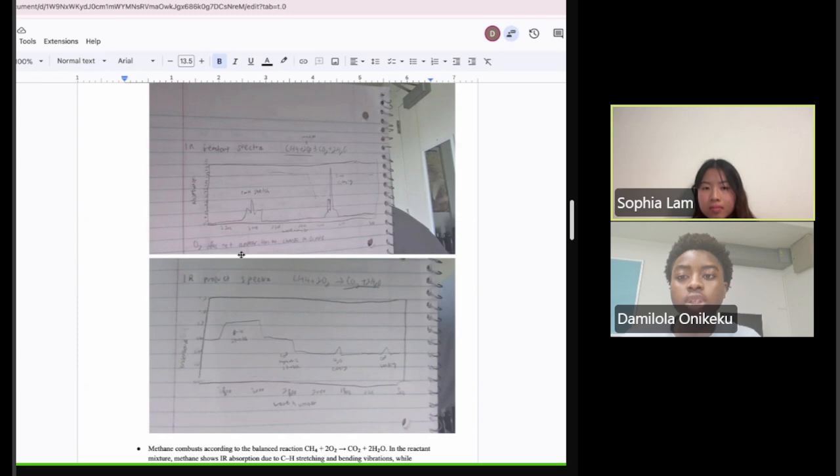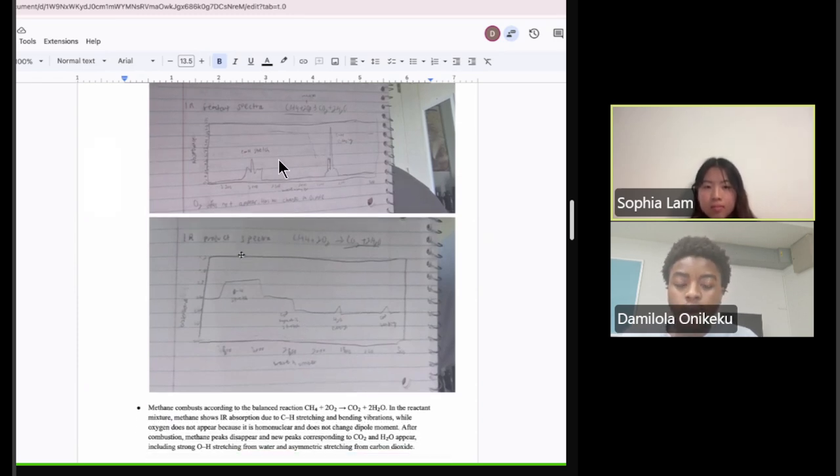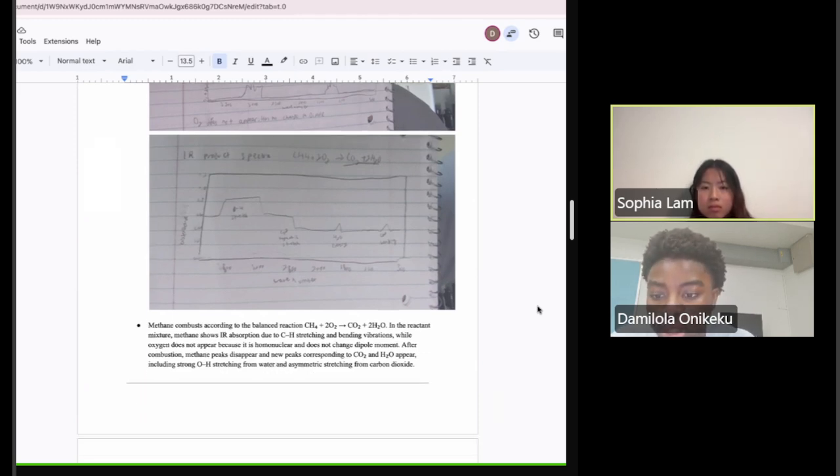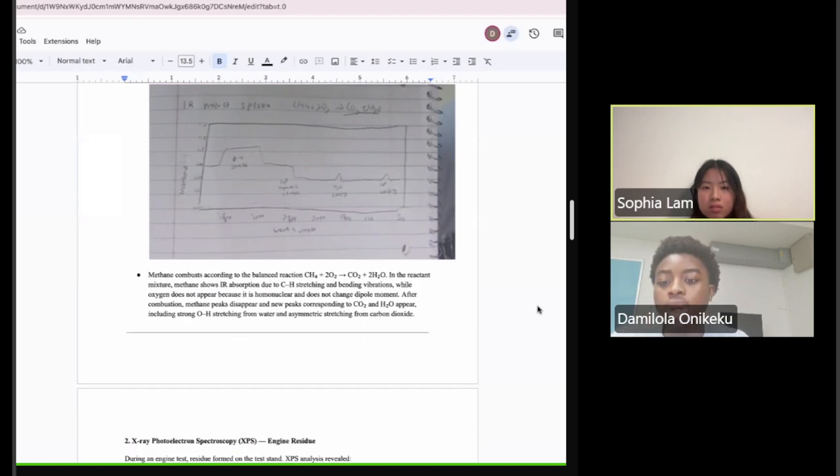The bottom one shows the product of the IR spectra, which shows the carbon dioxide and the water, showing the peaks and all of that. And for the stoichiometry that I talked about, I said that methane combusts according to the balanced reaction CH4 plus 2O2 going into CO2 plus 2H2O.